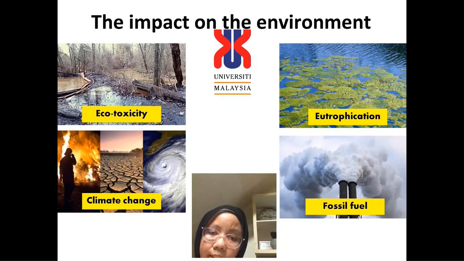And the second one is eutrophication. Eutrophication is actually overabundance of nutrients inside the lake. Thus it will affect the aquatic organisms inside the lake. So it's not a good side effect. The third one is climate change. Climate change is actually sudden changes in our atmosphere, like from rain to very hot, from very hot to rain. So it will affect the organisms or all the creatures on the earth.